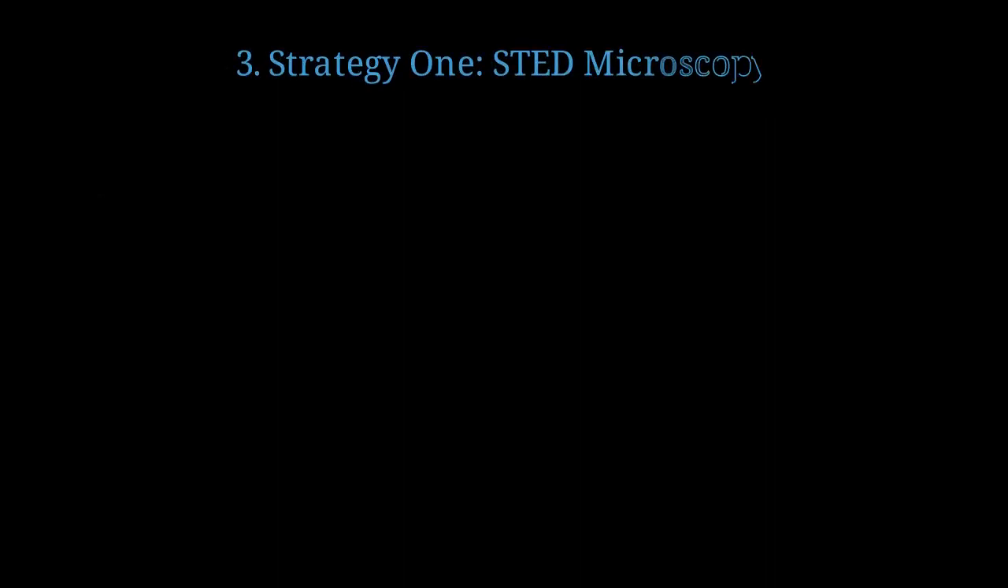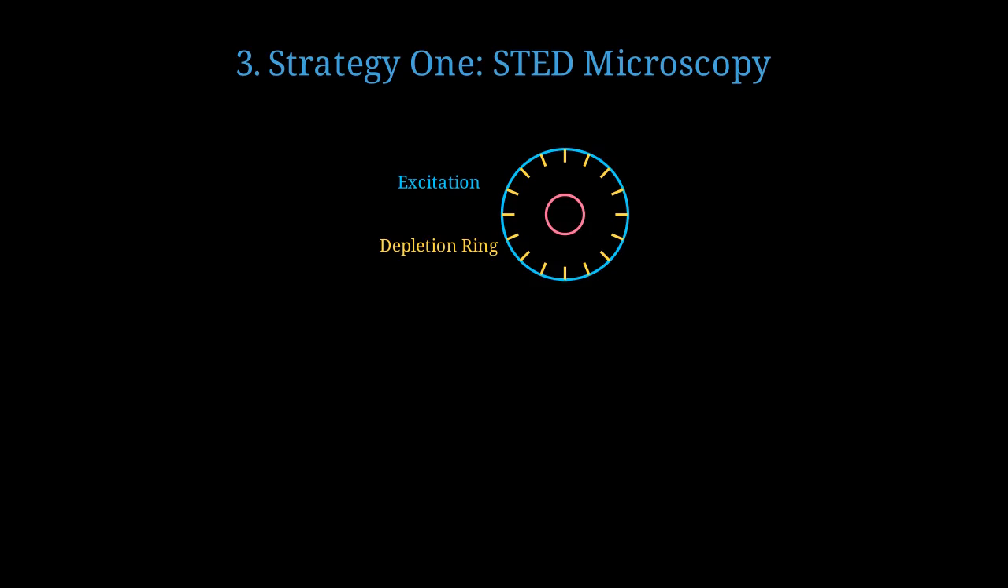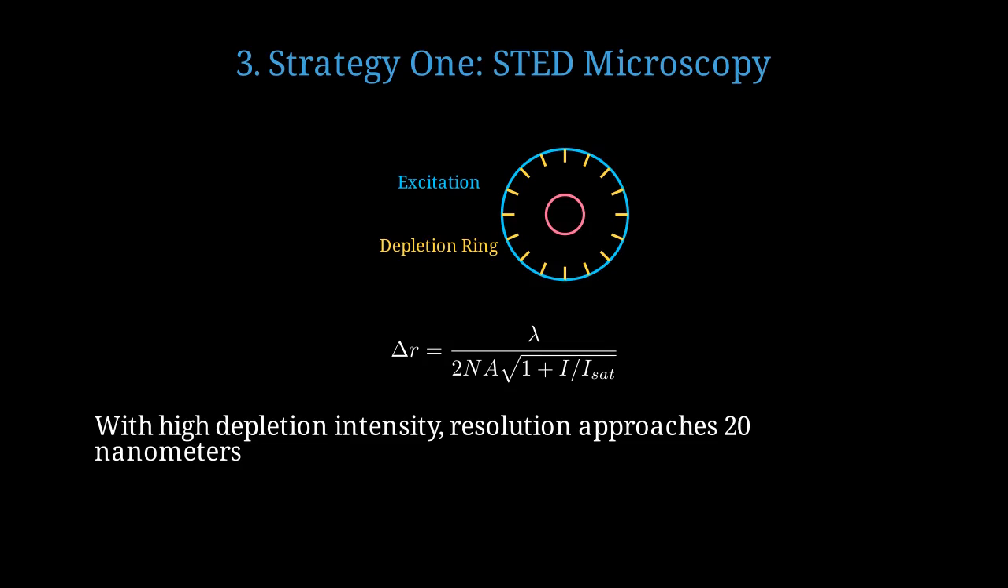Our first super-resolution technique is STED, or Stimulated Emission Depletion Microscopy, developed by Stefan Hell, who won the 2014 Nobel Prize. STED uses 2 laser beams, an excitation beam to excite fluorophores, and a donut-shaped depletion beam that forces excited molecules back to ground state everywhere except the center. The effective resolution is lambda over 2NA times the square root of 1 plus I over I saturation, where I is the depletion beam intensity. By cranking up the depletion laser power to very high intensities, STED microscopes routinely achieve resolutions of 20 to 30 nanometers, nearly 10 times better than the diffraction limit.